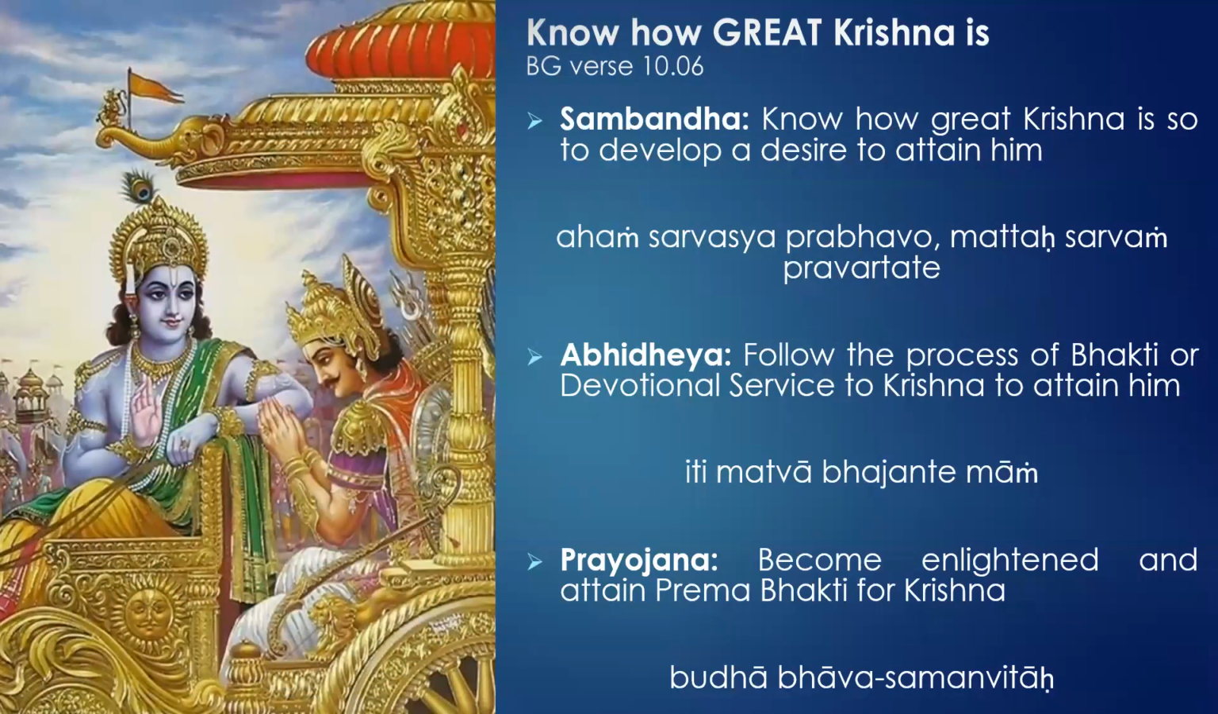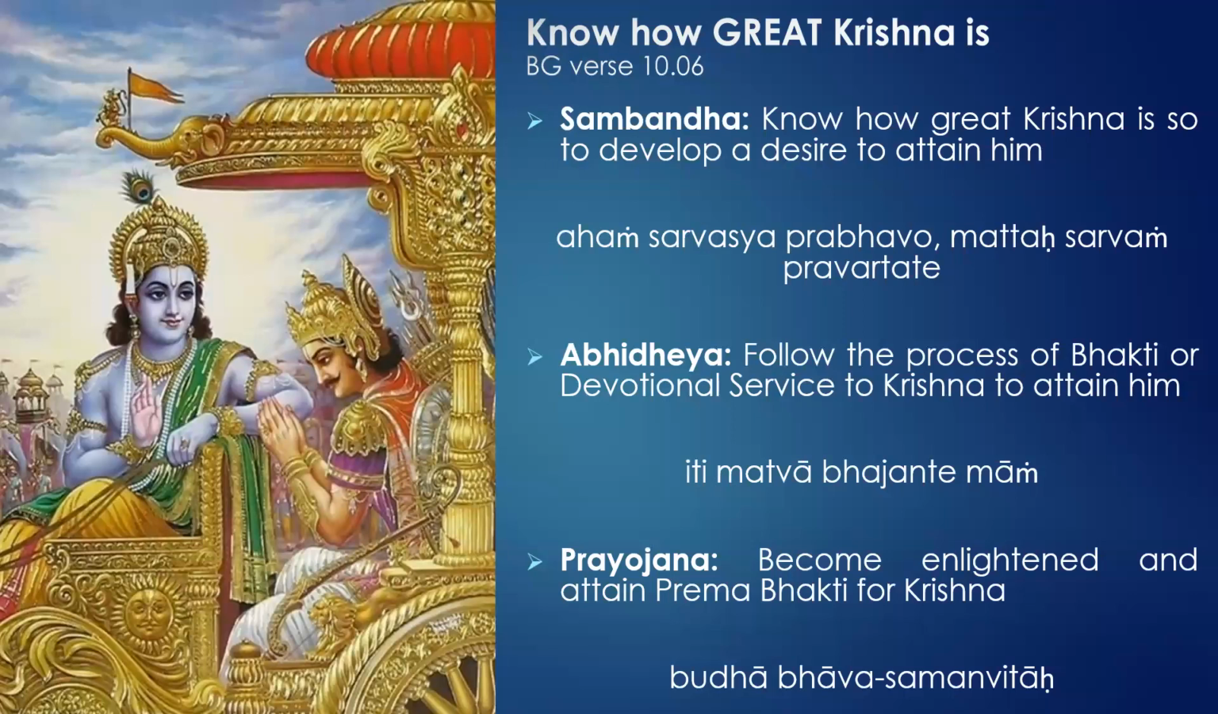Sambandha, we've understood, is a relationship, the object of relationship. Abhidheya is the process that we need to follow to attain that object. Prayojana is the ultimate goal that we wish to achieve. So in this particular verse, all three concepts are talked about. How? Let us see. Aham sarvasya prabhavo mattah sarvam pravartate. Know how great Krishna is and develop a desire to attain him.